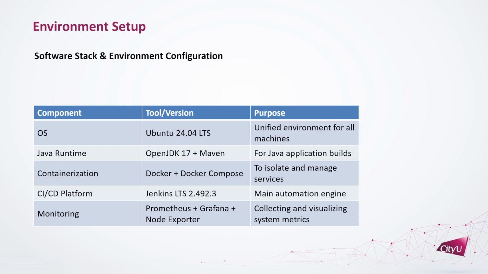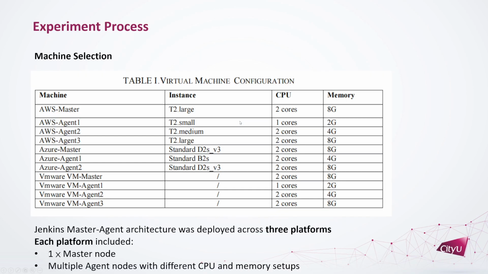So these are our environment configurations. All machines run Ubuntu 24.04. Each node is equipped with OpenJDK 17, Docker, and Jenkins LTS. For monitoring, we use Prometheus and Grafana to track the system metrics in real time.